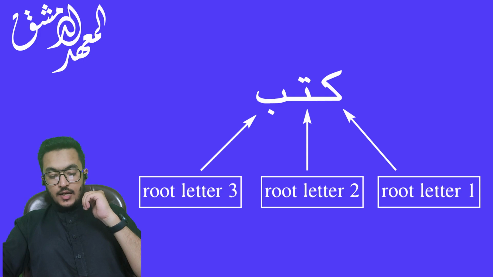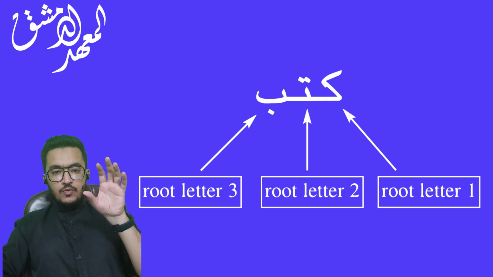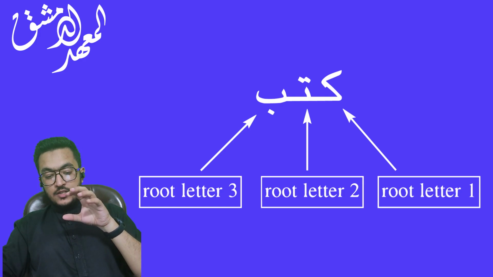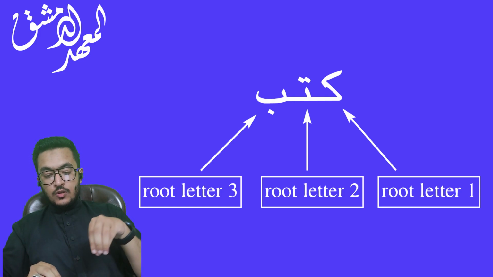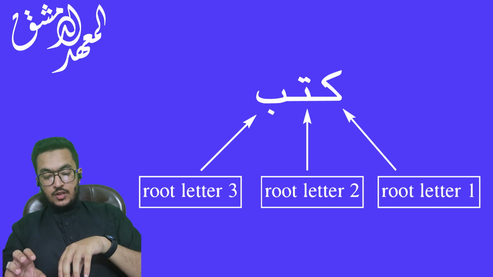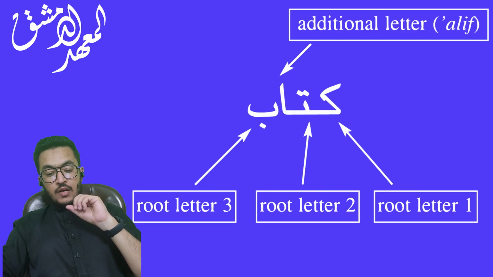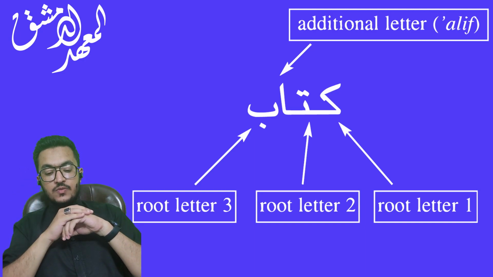If you look back at the English words that we were discussing, some of the changes take place at either the beginning or the end of the word, leaving the core untouched. Arabic, on the other hand, adds letters or combinations of letters between the root letters as well as at the beginning and end of the word. Look at the word book, kitab. We have an additional letter alif. We have root letter 1 as kaf, root letter 2 as ta, and root letter 3 as ba.